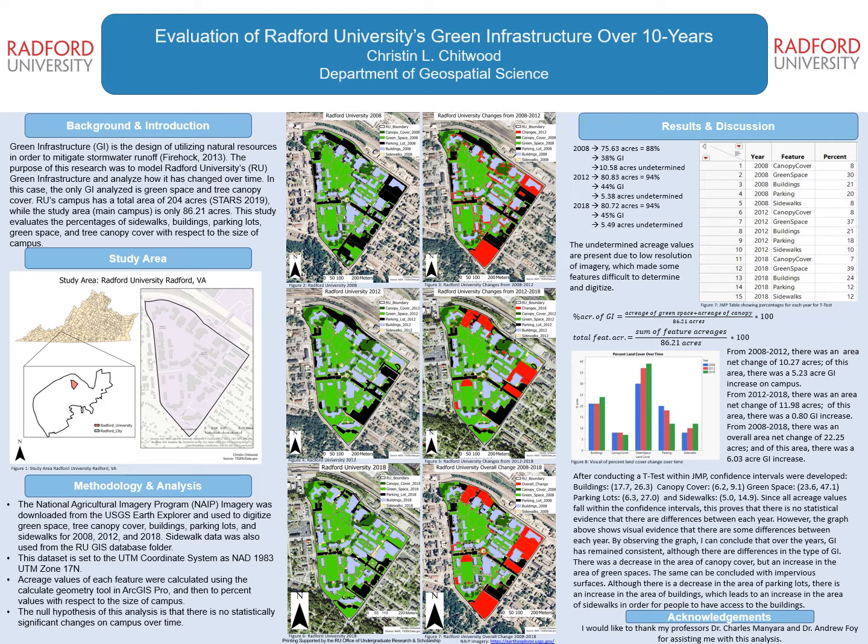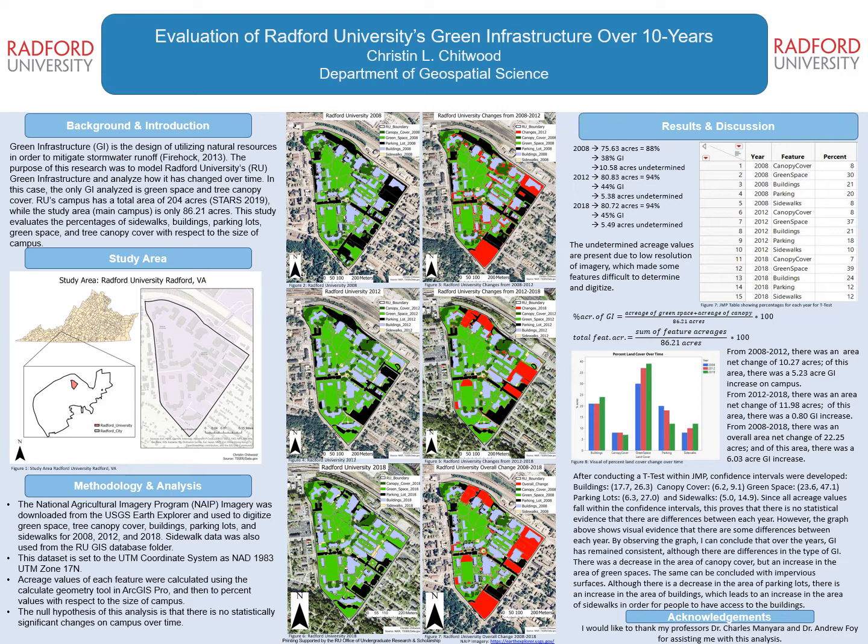Since all acreage values fall within the confidence intervals, this proves that there is no statistical evidence that there are differences between each year. However, the graph above shows visual evidence that there are some differences between each year. By observing the graph, I conclude that over the years, GI has remained consistent on campus, although there are different types of green infrastructure. There was a decrease in the area of canopy cover, but an increase in the area of green spaces.